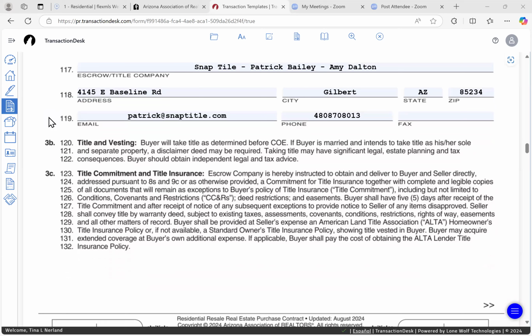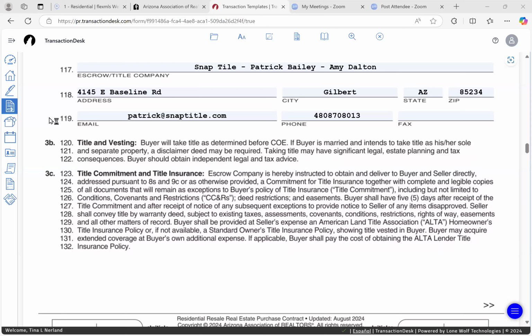Title commitment and title insurance. Oh, this is so fun to read, so bear with me. Escrow company is hereby instructed to obtain and deliver to buyer and seller directly, addressed pursuant to 8S and 9C or otherwise provided, a commitment for title insurance together with complete and legible copies of all documents that will remain as exceptions to buyer's policy of title insurance, quote unquote, title commitment, including but not limited to conditions, covenants, and restrictions, otherwise known as CC&Rs, deed restrictions, and easements.